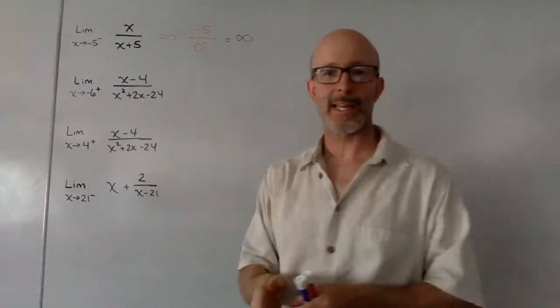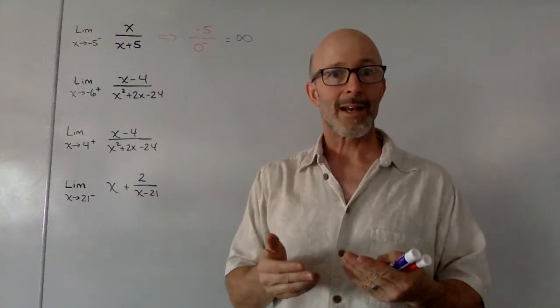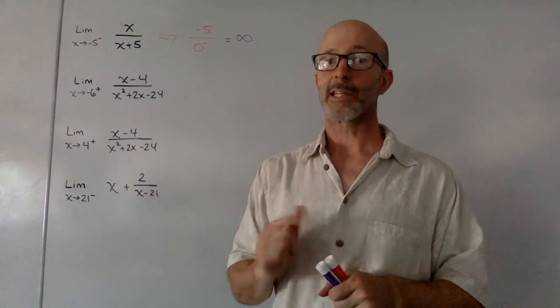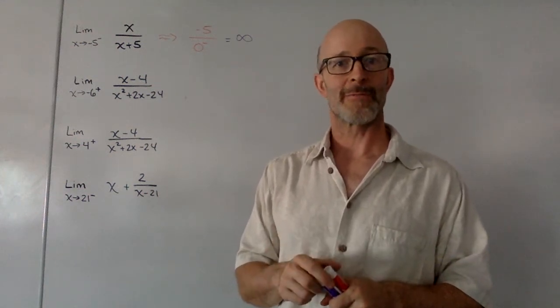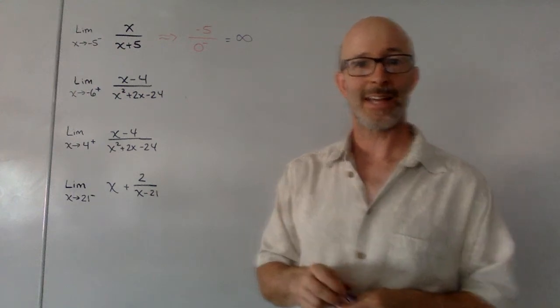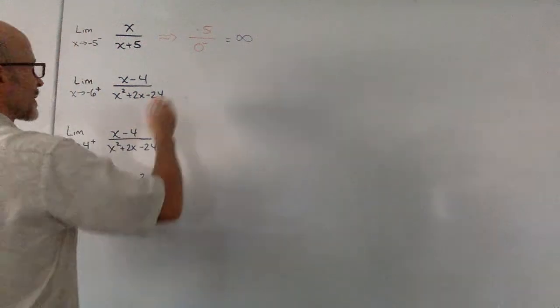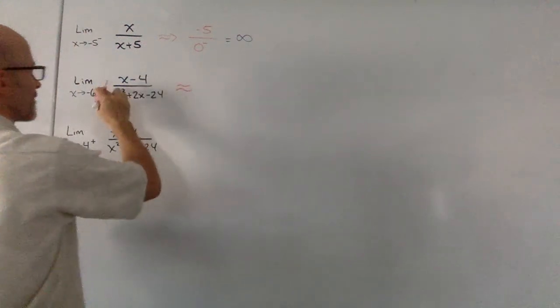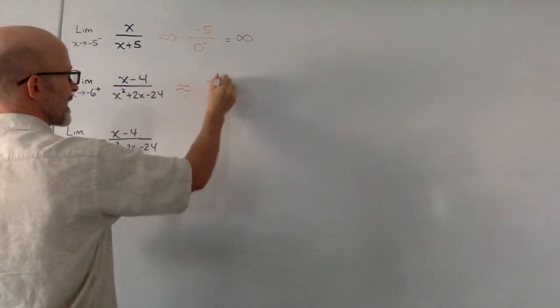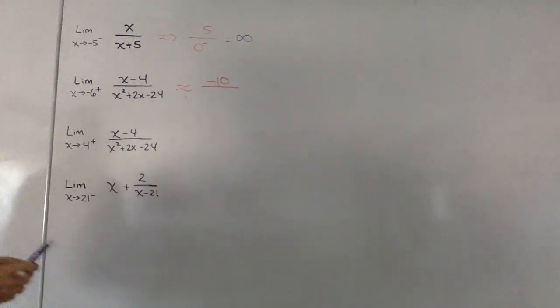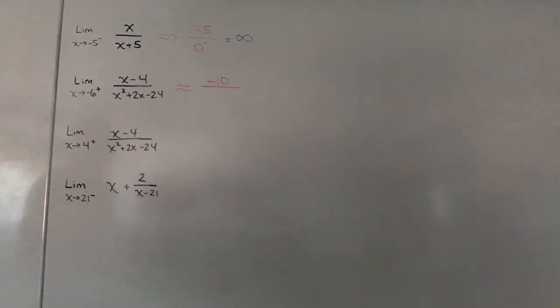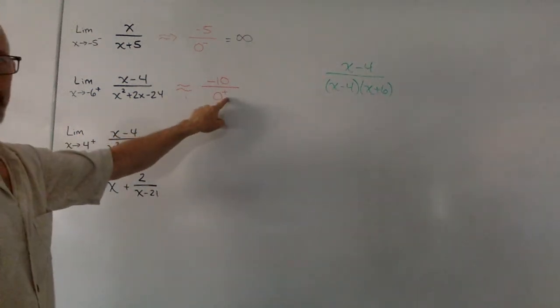What's a number slightly to the right of -6? Slightly larger than -6. How about -5.9999999? Well, now, if that's true, if we're plugging in -5.99999999999, it turns out that in the denominator here, it will approach a number slightly bigger than 0.